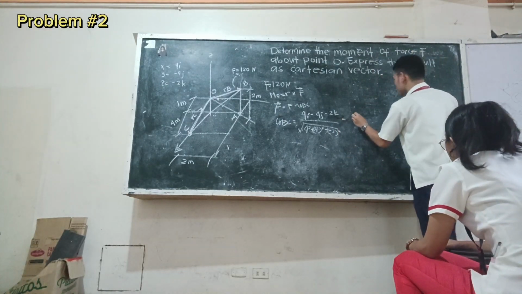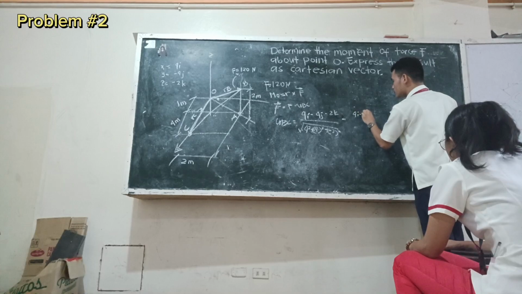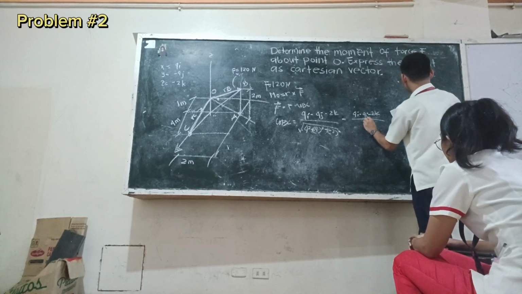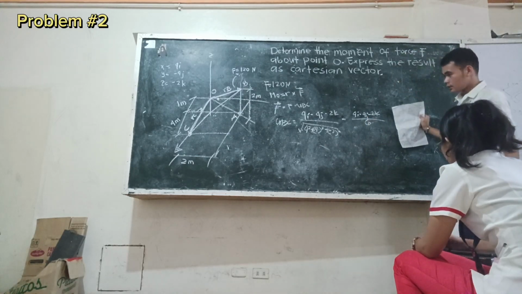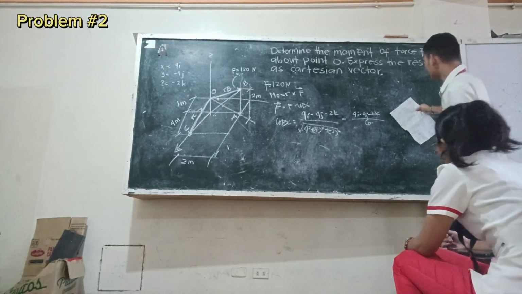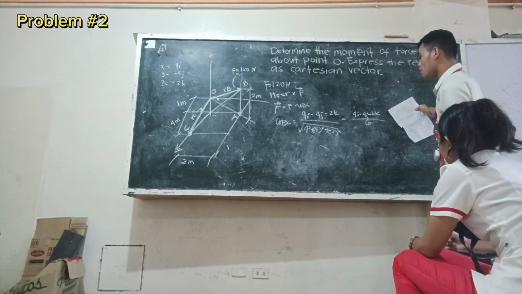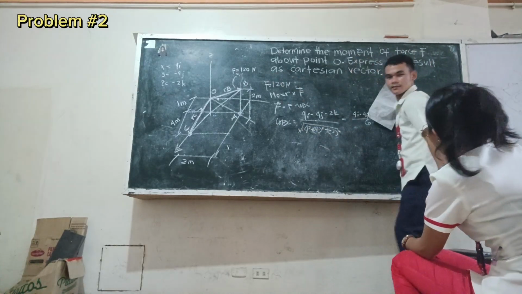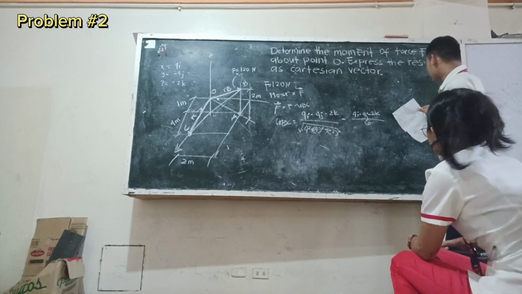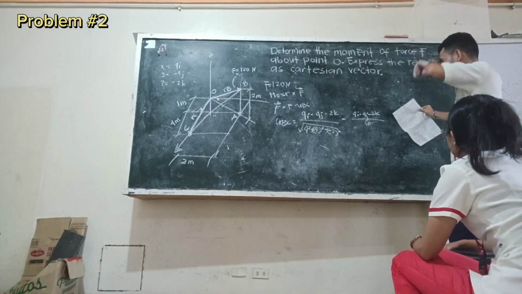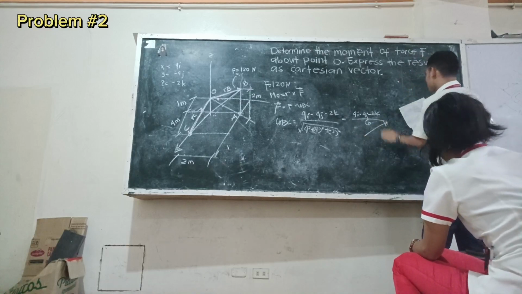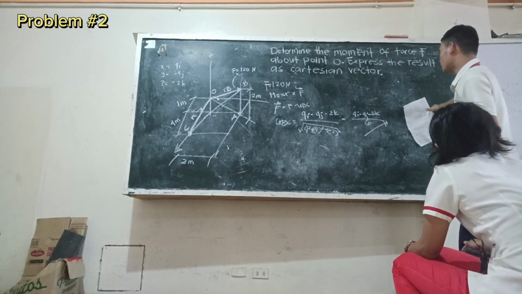That is equal to 4i minus 4j minus 2k over 6. Wait, I did it positive 4i. Positive 4i. Okay, so we have the unit vector of BC.